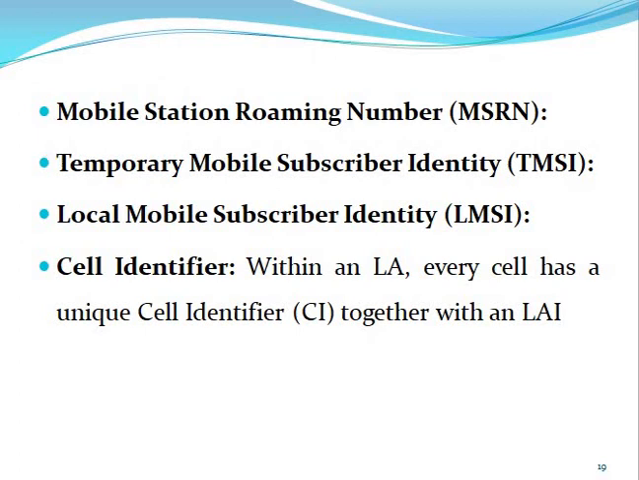Then the temporary mobile subscriber identity: when you move from one network to another network or cell, a particular temporary mobile number or code is generated. Also the local mobile subscriber identity, whether local or international. Then the cell identifier within the location area. Every cell has a unique cell identity number, together with the location area identity. So what is the cell identifier?